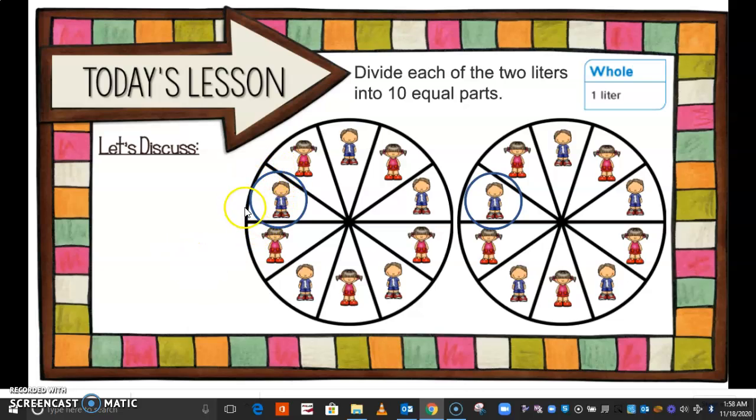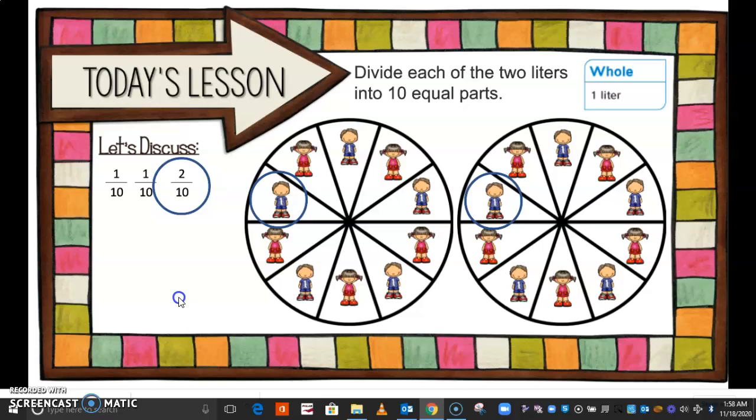Well, here's where the circles come into play. If we're going to take this little guy here, and we're going to say on both liters he got this much. Well, he is 1 out of 10, right? So he has 1/10 of this liter, 1/10 of that liter. And so when you count those together, that's a total of 2/10, right?